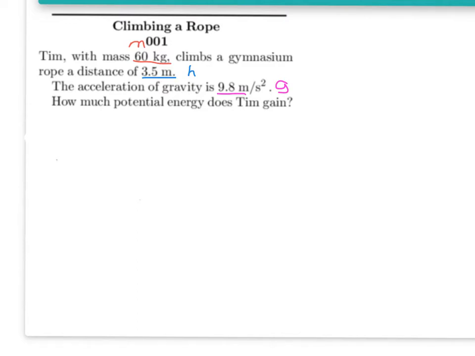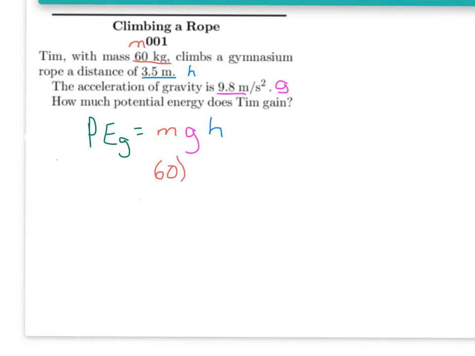potential energy. So, potential energy is going to be potential energy due to gravity. This is gravitational potential energy. And the equation for that is simply going to be mass times gravity and then times the height. So, we're given all three of those numbers, and all we have to do is plug in.